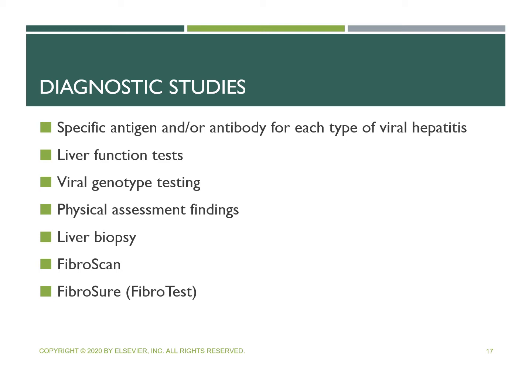Your prothrombin time, your PT, which gives you your INR, could also be elevated due to bleeding. And then your albumin level could be normal or decreased. You might also do some viral genotype testing, and this is for drug therapy.